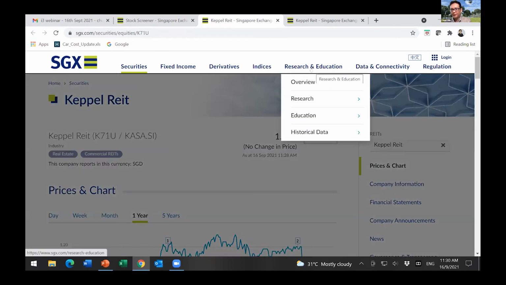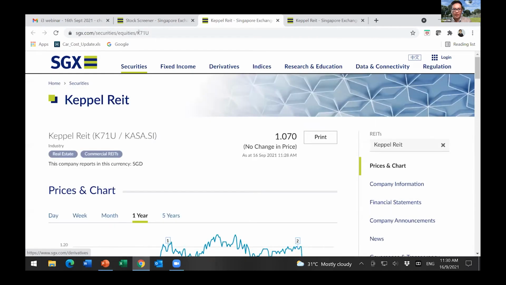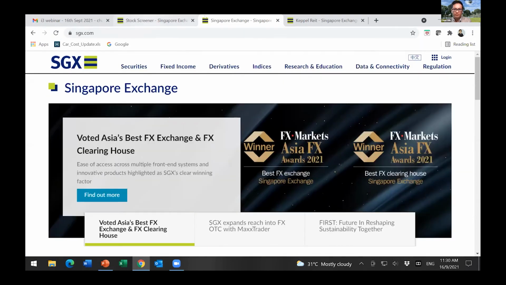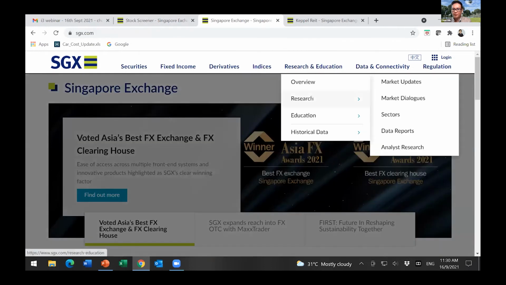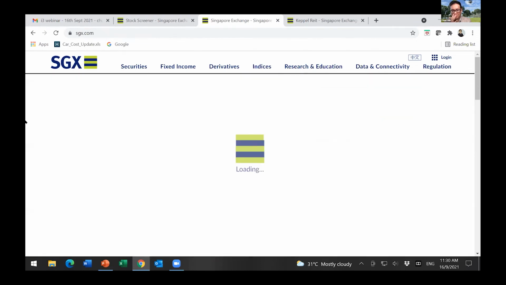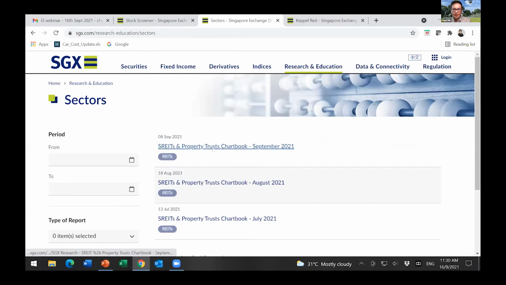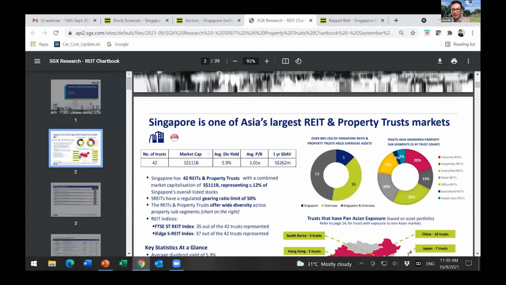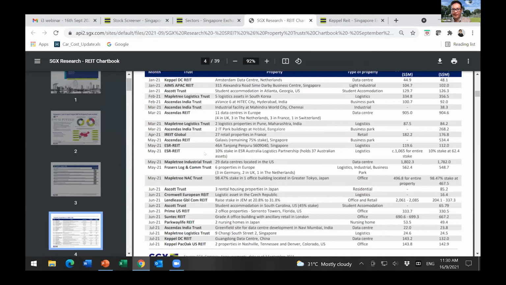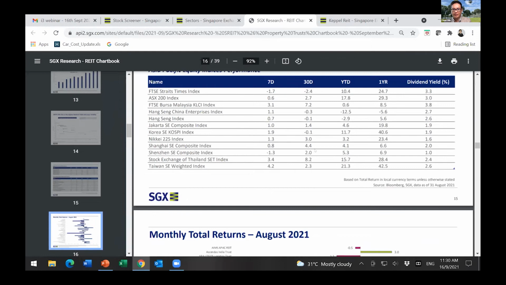Next is research and education, under the research sector on sgx.com. So the S-REIT and Property Trust Chartbook. Very good information. I think whatever information about REITs, you can find it here. So this instrument is quite good.